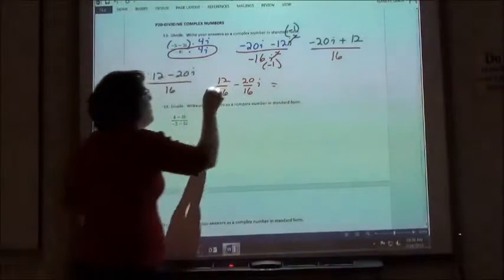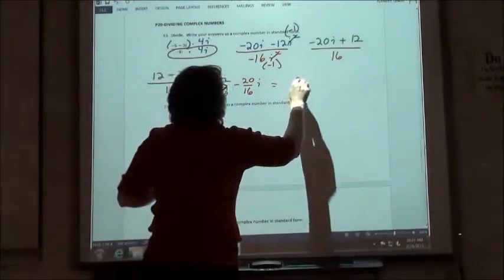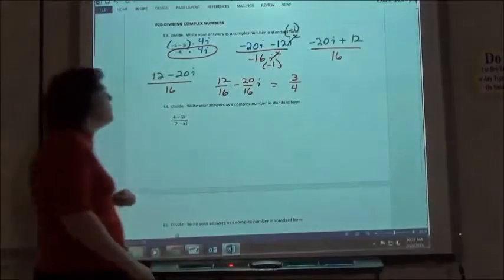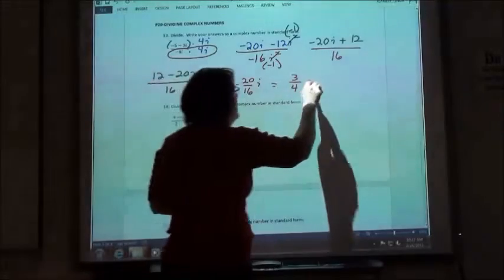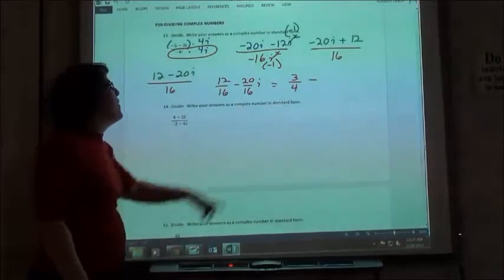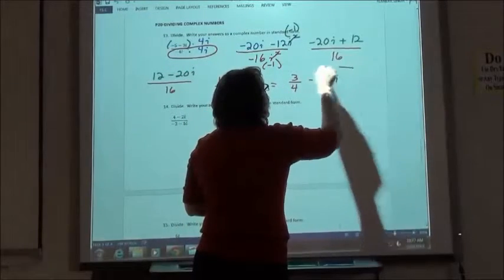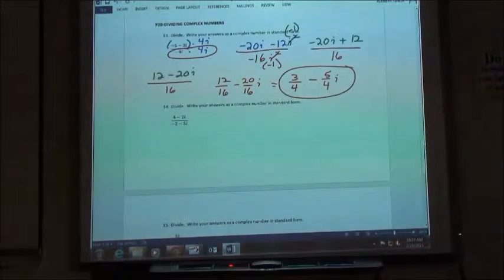So, 12 and 16 are both divisible by 4. 12 divided by 4 is 3. 16 divided by 4 is 4. So 12 sixteenths is 3/4. Minus 20 and 16 are again both divisible by 4. So I'm going to have 5/4 i. So my answer in standard form will be 3/4 minus 5/4 i.